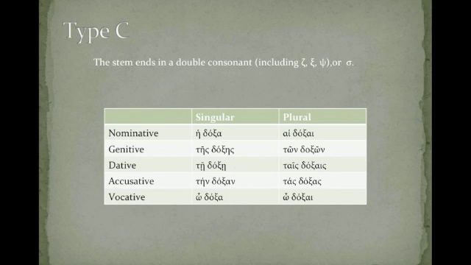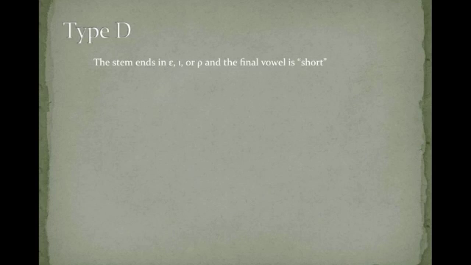So that short alpha is going to be found in the nominative and the accusative, but not in the genitive and dative. So in the nominative and accusative, it looks like a type B. In the genitive and dative, it looks like a type A. But in the plural, doxai, doxon, doxais, doxas, it looks like all of them. Right? They're identical. And then finally, type D, where the stem ends in epsilon, iota, or rho, and the final vowel is short. Okay? Types C and D, short vowels. Types A and B, long vowels. Types B and D, epsilon, iota, and rho.